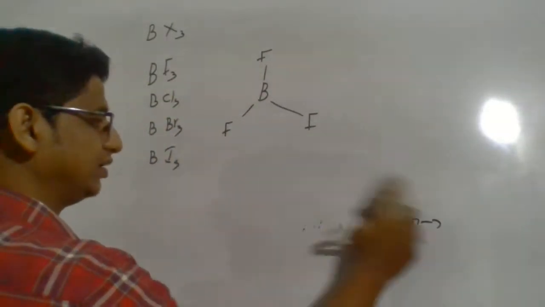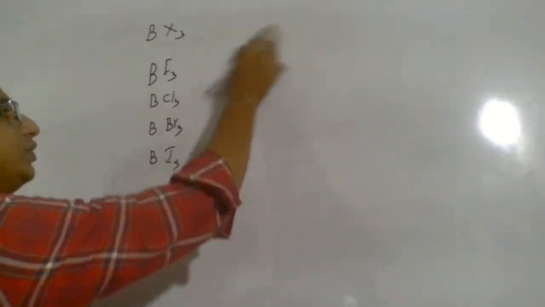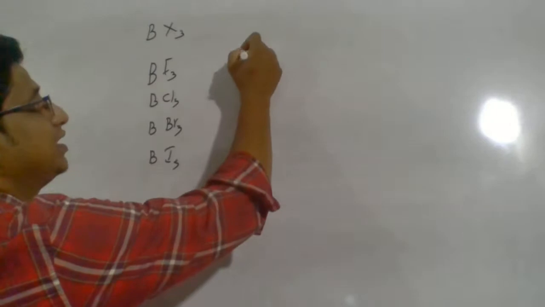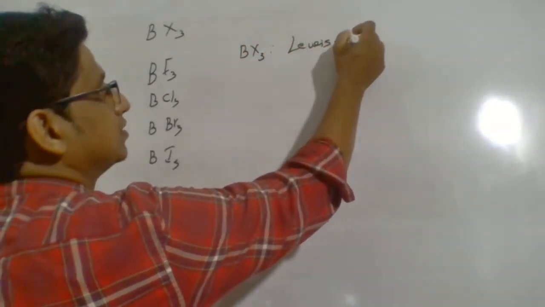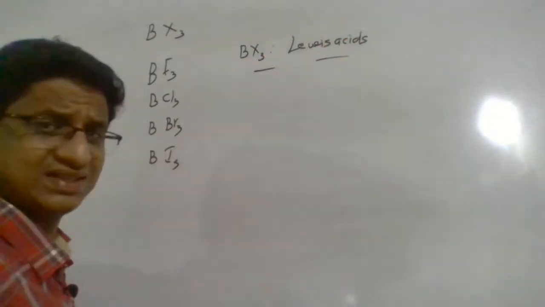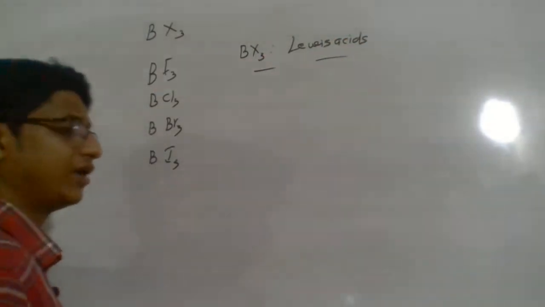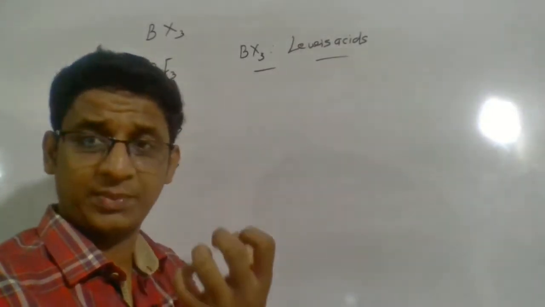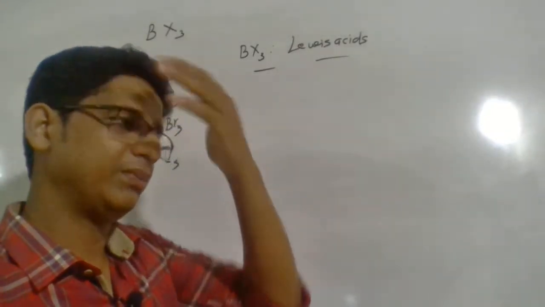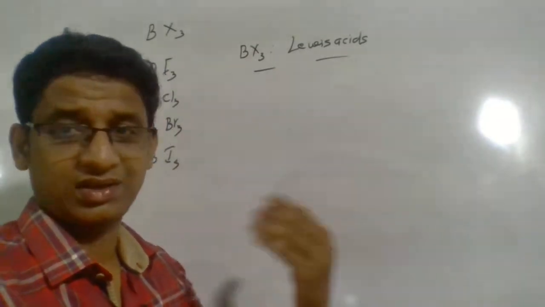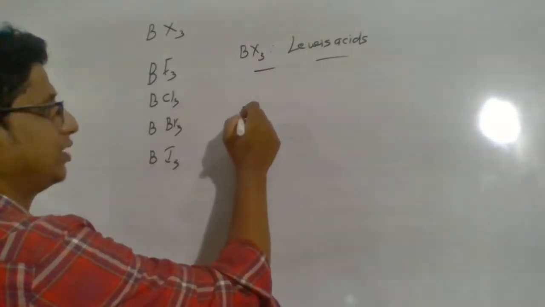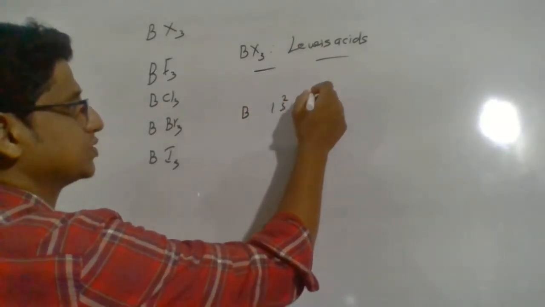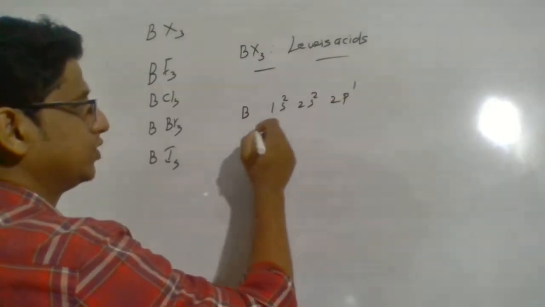Now let us think about the acidity. When you talk about boron halides, the first thing that comes to mind is acidity. Boron halides are Lewis acids. Why are they considered Lewis acids? Because according to the Lewis concept, an acid is a lone pair electron acceptor, while a base is a lone pair electron donor. If you again check the electronic configuration, boron has 1s2, 2s2, 2p1.